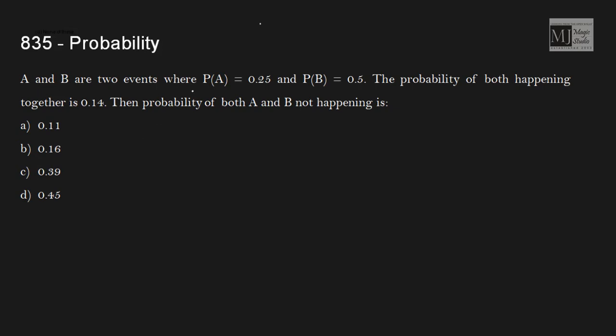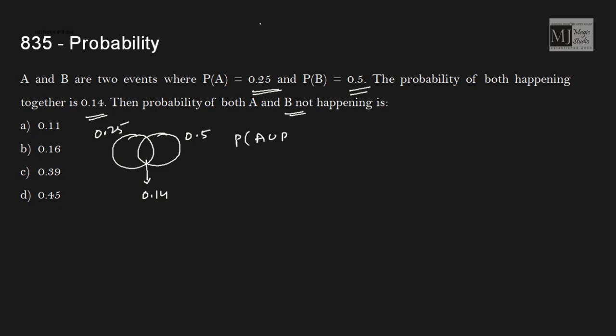A and B are two events where the probability of A is 0.25 and B is 0.5. The probability of both happening together is 0.14. Okay, this is 0.14, A is 0.25 and B is 0.5. Now what is the probability of both A and B not happening? So first we need to find A union B.